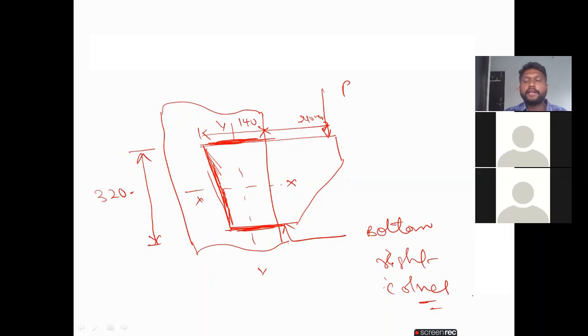So if you observe here in this problem, the section XX and YY, this is a G, center of gravity, and 140 distance of this one, and this one is the 240 mm. So anyway, we will solve the problem to find the force and other those things. So now we have to calculate the P.